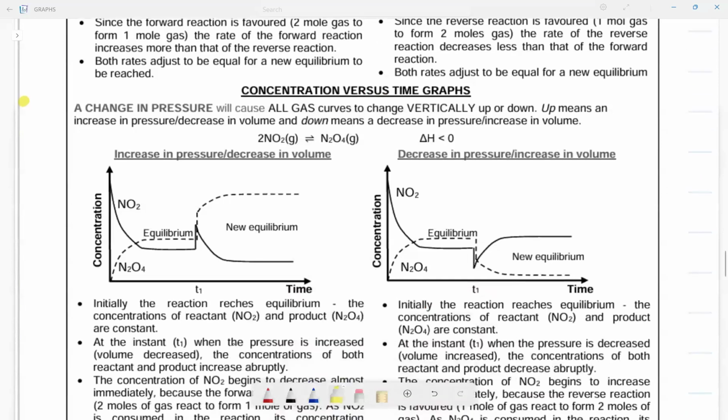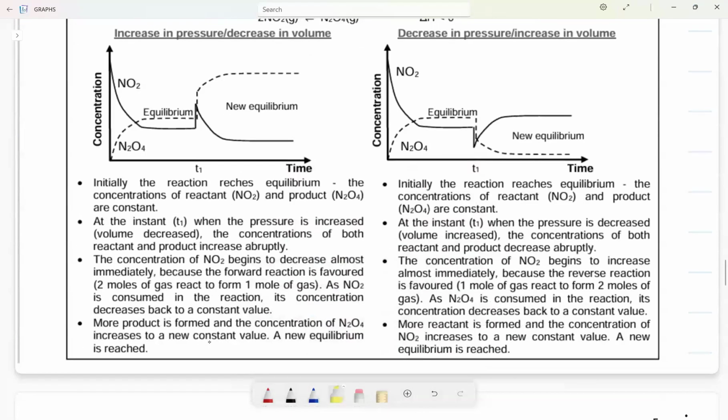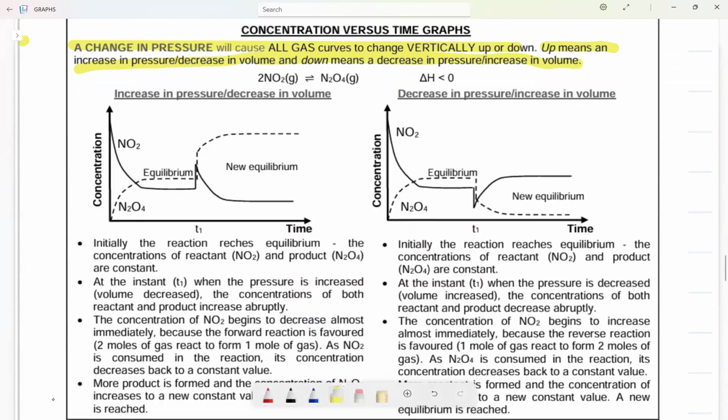Let's look at the concentration graph. They say a change in pressure will cause all gas curves to change vertically up or down. Up means an increase in pressure, down means a decrease in pressure. Now let's check. Now there's an increase in pressure. Both of the concentrations here will increase. Remember, it is the concentration of the system, or number of moles. Both numbers of moles will do what? Will increase.